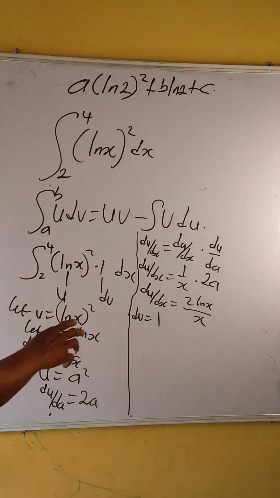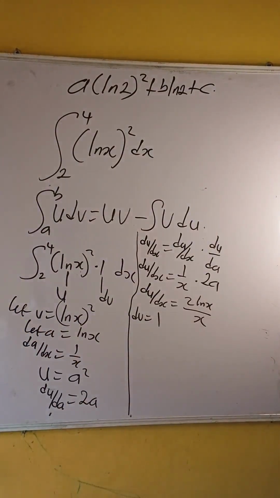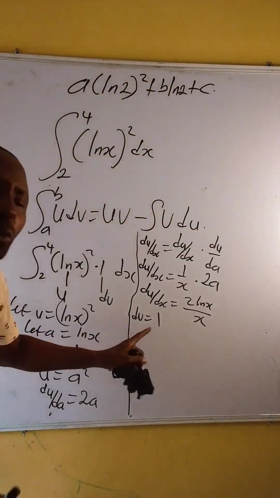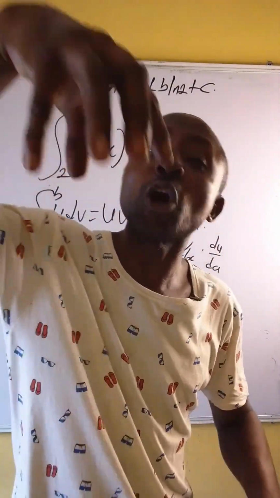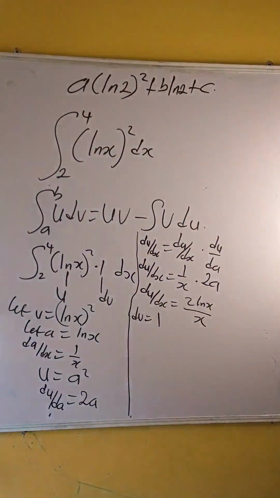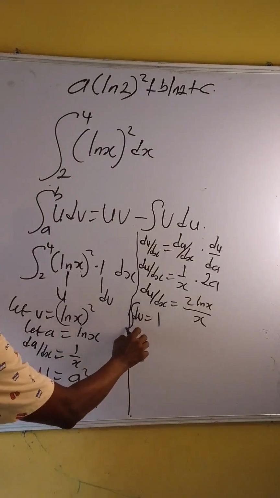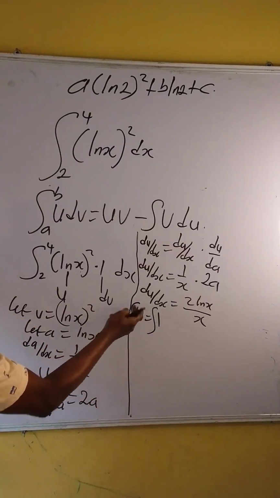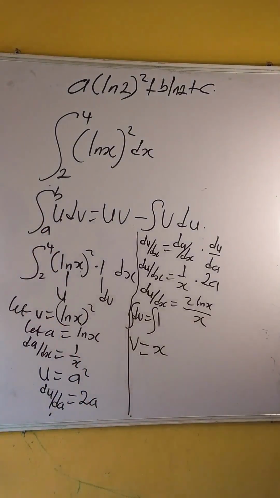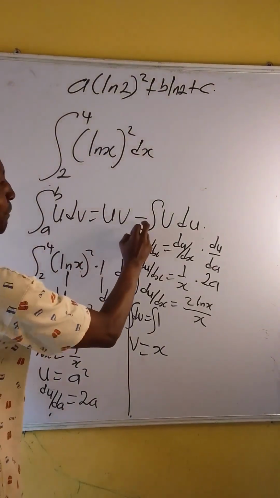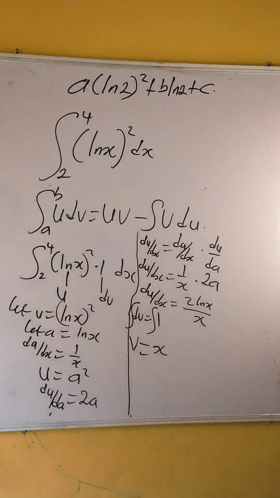Now, having gotten my du, this is my dv. When you differentiate v, you get 1. So what do we do? Do the opposite. The opposite of differentiation is integration. So attach your integral. If you integrate 1, you get x. Now don't forget, that was what I said: you're going to get uv minus the integral of v du. That is it. Now looking at what we have, I already have my u as (ln x) squared.